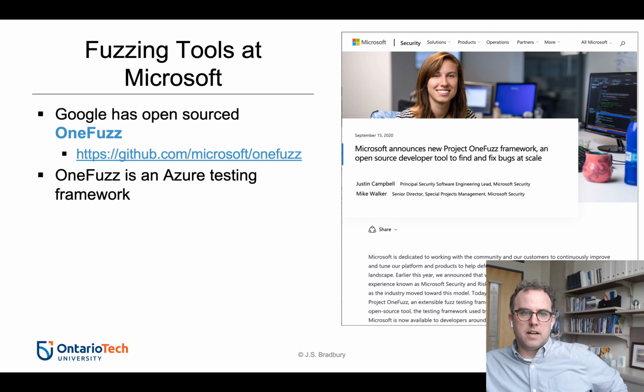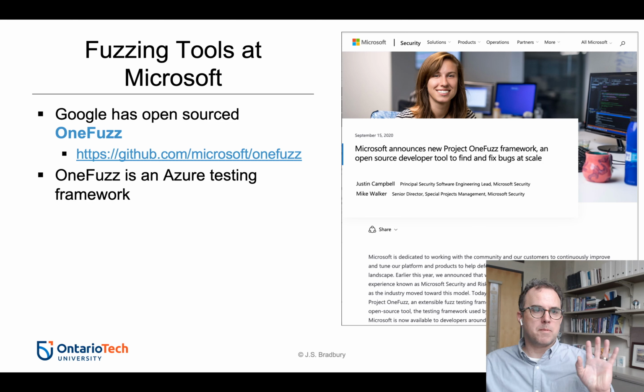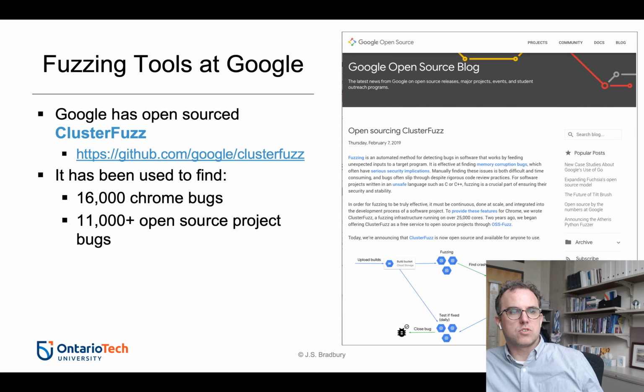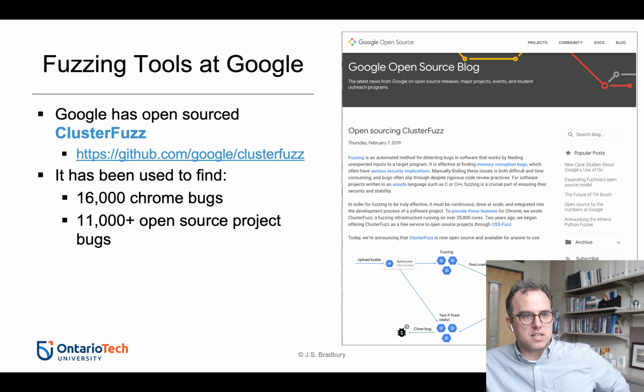Okay. So that was about Microsoft and OneFuzz. Here's the Google one. Google has also open sourced a tool called ClusterFuzz, and you can look at this too. They use it on all of their own products, such as Chrome, and they've used it to find 16,000 Chrome bugs. They've also used it on open source projects to find over 11,000 bugs as well.